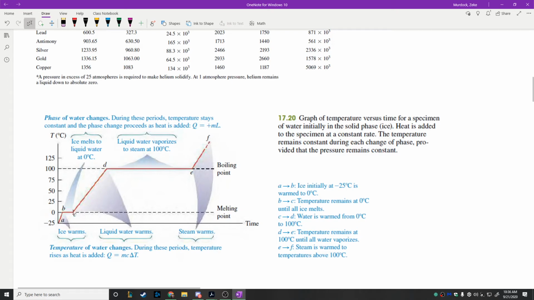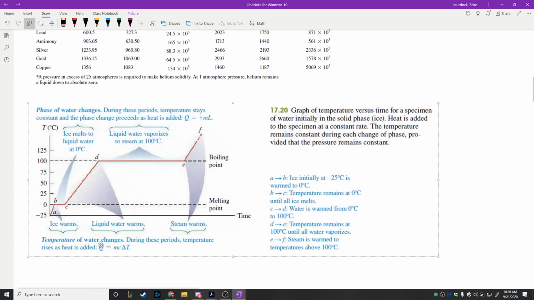Right? So now the temperature is increasing, and what will we say about the temperature increase? What would we say about the slope of this line, C to D, versus the slope from A to B? Which one has a steeper slope? A to B. Now, why is that the case? Why is this slope steeper than the slope from C to D?